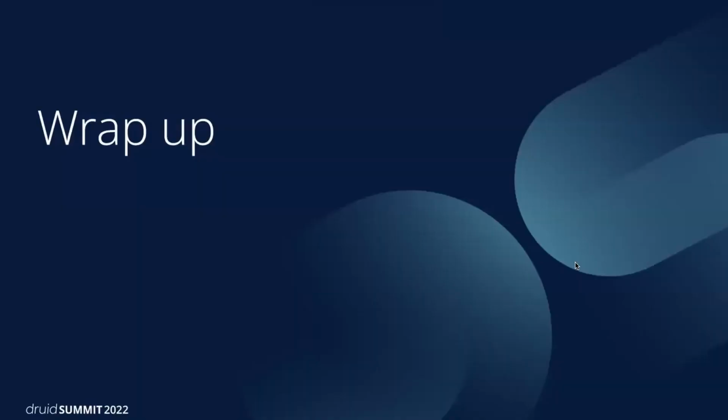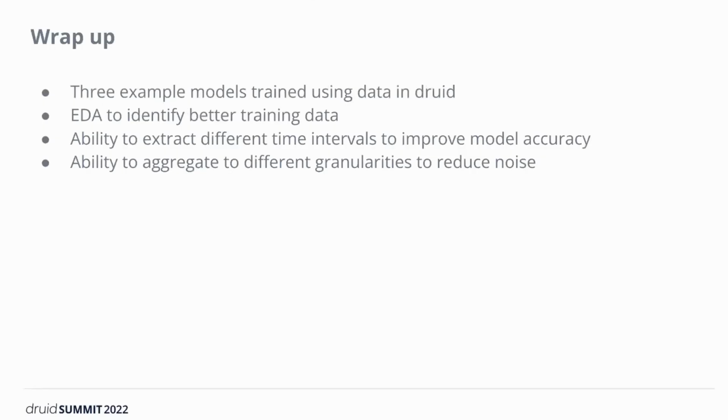So what we saw were three example models trained using data in Druid. We saw EDA done through both Imply Pivot and Jupyter Notebook, the ability to extract different time intervals to improve model accuracy, and the ability to aggregate different granularities to reduce noise in your forecasting model. Druid's ability to do time series queries, different aggregations and statistics on the fly makes model training much faster, especially when you have data lakes that are petabytes in size.